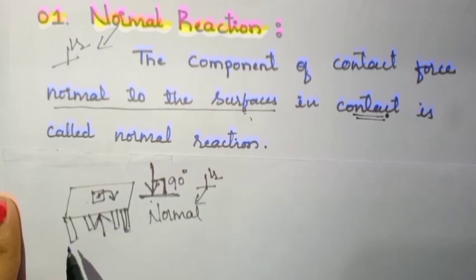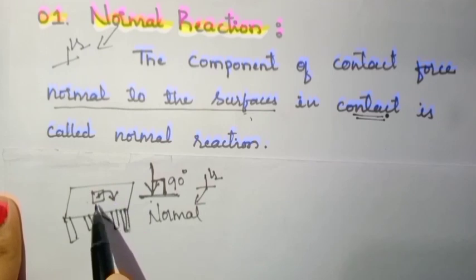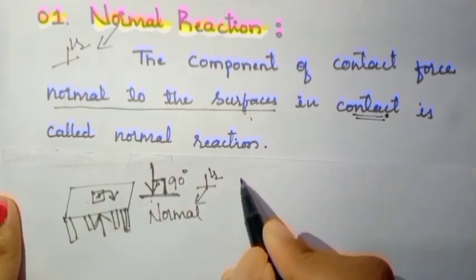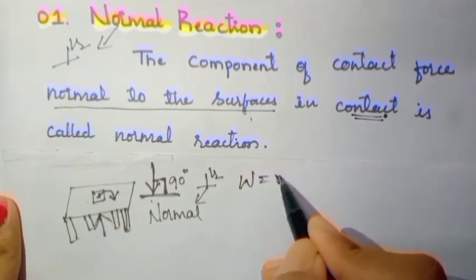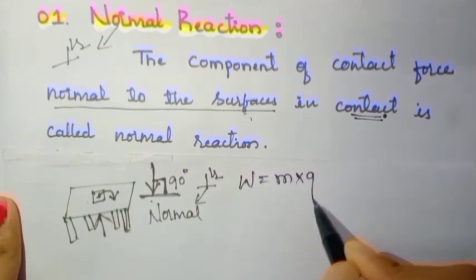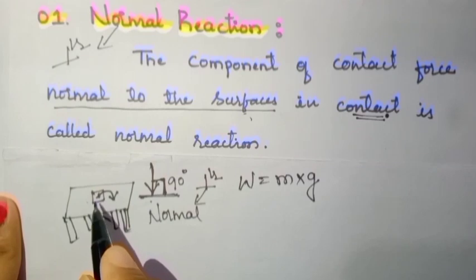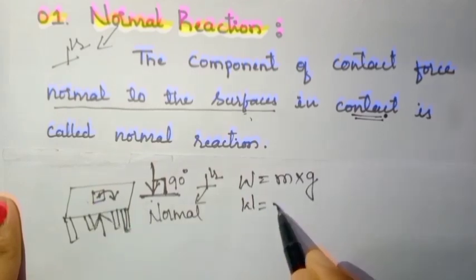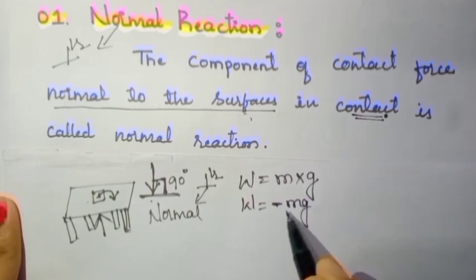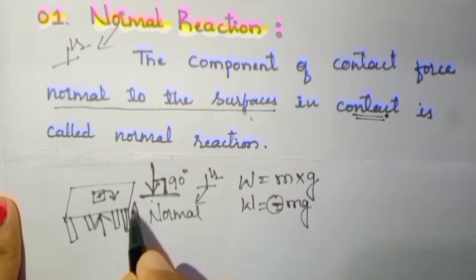The force applied on the table by the book is considered as W, that is the weight of the textbook, using the mass of the book times gravity. Okay, the gravity will also apply the opposite force equally on the textbook, which is W equal to minus mg. Why is it minus mg? Because it is opposite to the gravity.